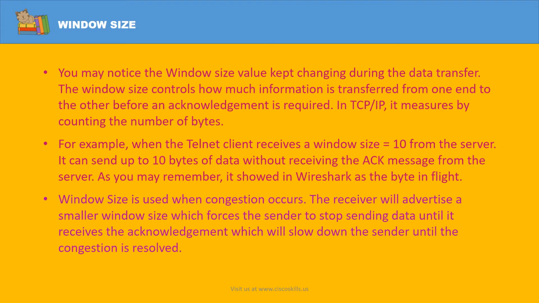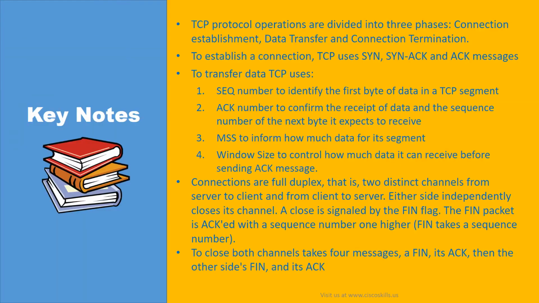Window size is used when congestion occurs. The receiver will advertise a smaller window size, which forces the sender to stop sending data until it receives the acknowledgement, which will slow down the sender until congestion is resolved.